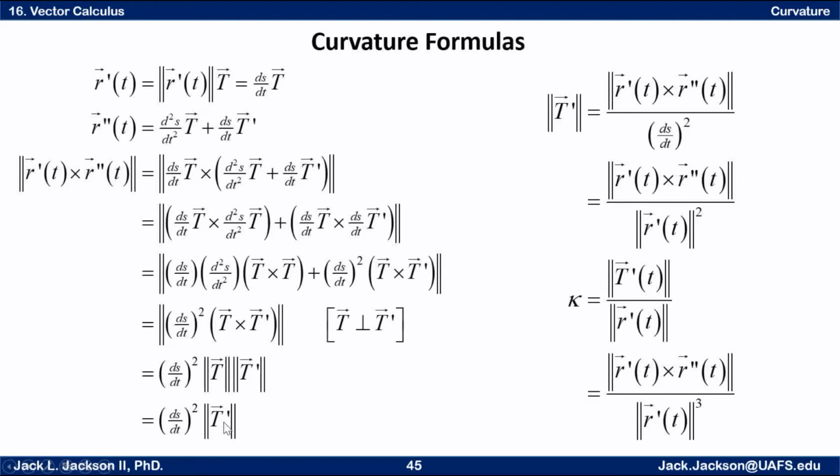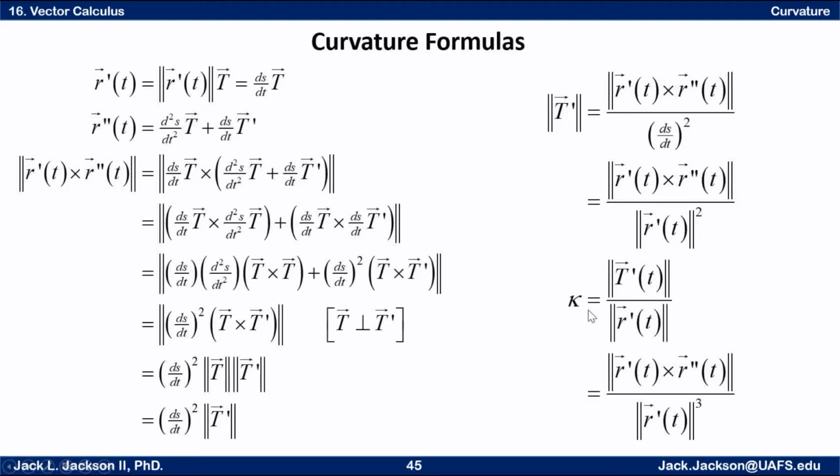Okay, so solving for the norm of T prime, that's the norm of the cross product of r prime and r double prime, divided by this ds/dt squared. Now, moving a little further, ds/dt is the norm of r prime. So we have r prime of t crossed with r double prime of t, take that norm, divided by the norm of r prime of t squared, that's the norm of T prime.